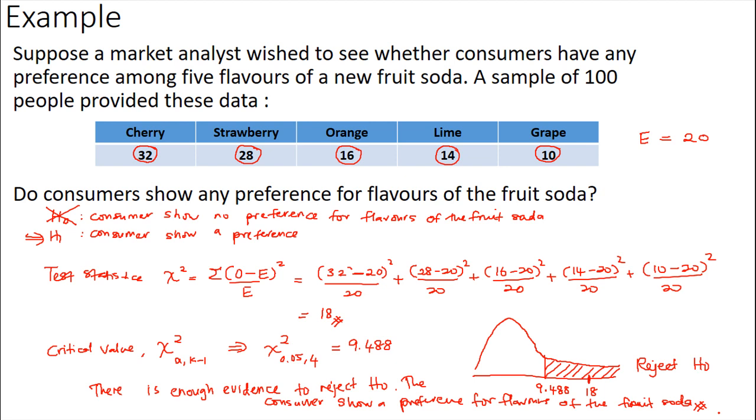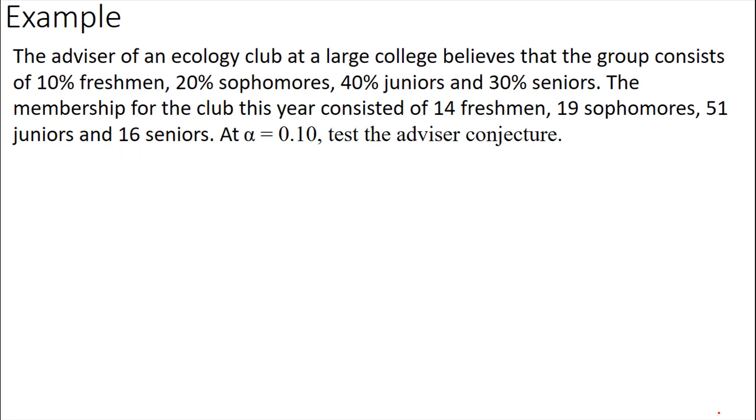Okay, one more example. The advisor of an ecology club at a large college believes that the group consists of 10% freshmen, 20% sophomores, 40% juniors, and 30% seniors. The membership for the club this year consisted of 14 freshmen, 19 sophomores, 51 juniors, and 16 seniors.